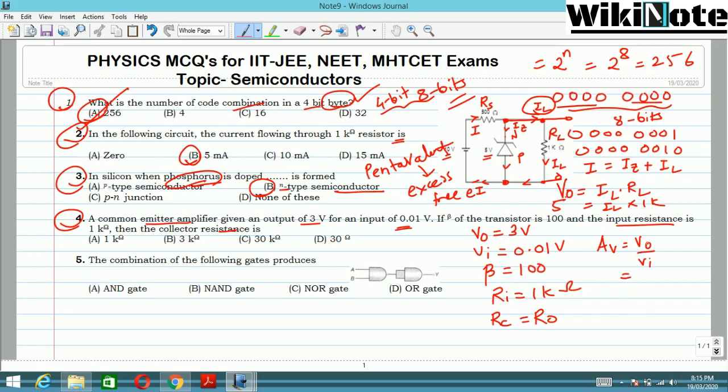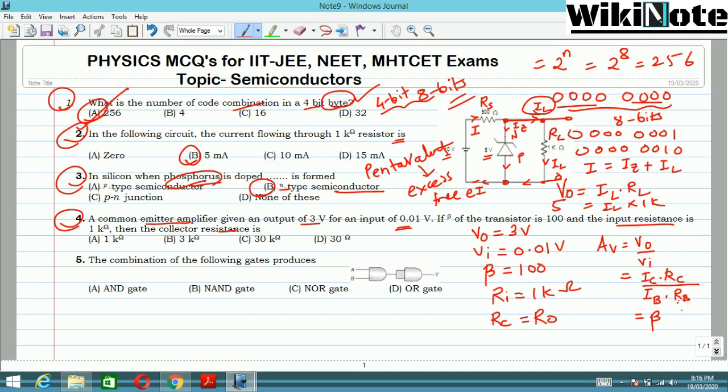Output voltage is simply written as the current flowing through the collector times the resistance RC, divided by VI, the current flowing through the input side, that is IB, times RB. So you have to learn this formula by heart, and IC upon IB is going to be my beta, multiplied by RC upon RB. The input resistance is given, that is 1 kilo ohm. RC is not given, but they have asked us about the RC, that is the collector resistance.